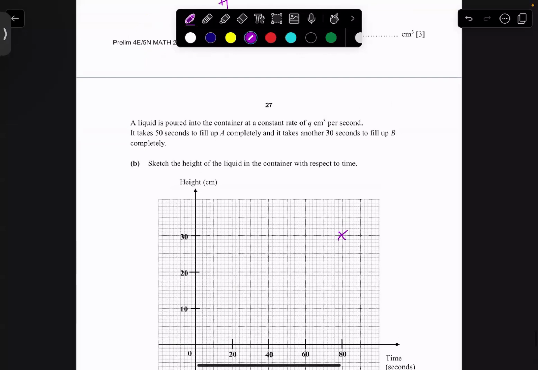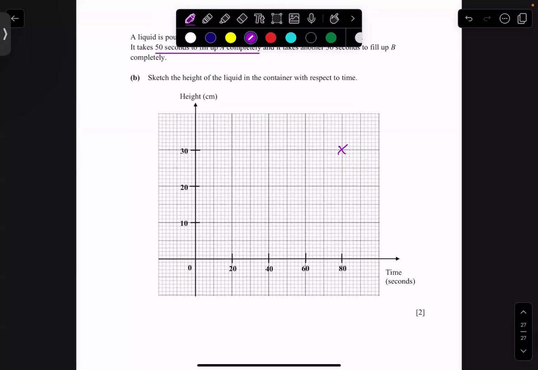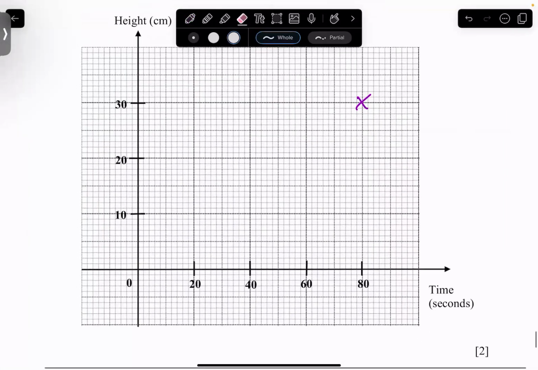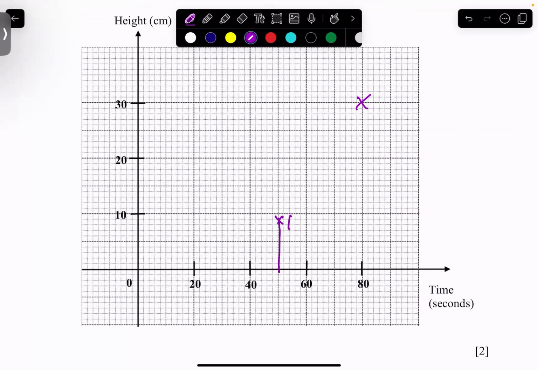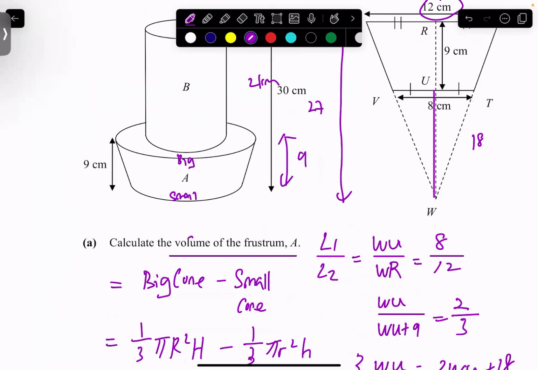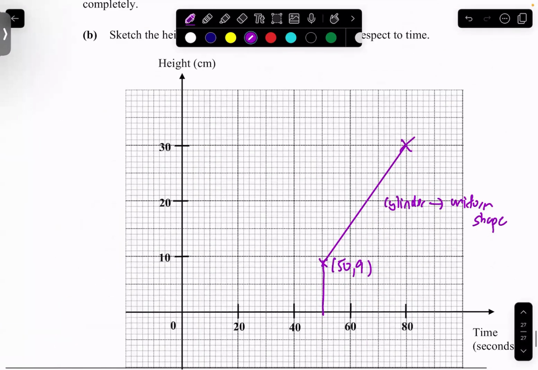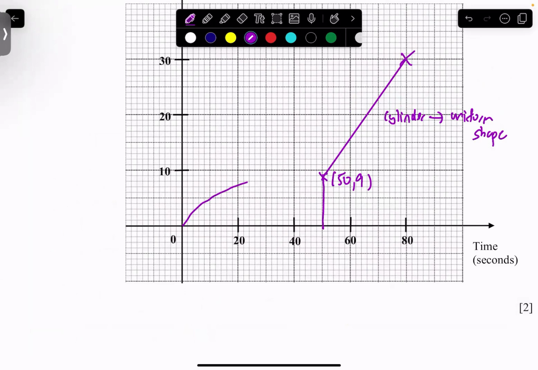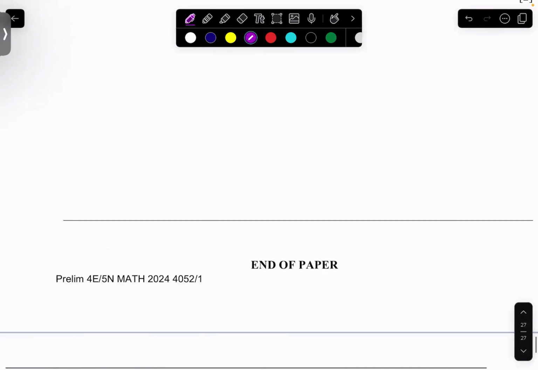The first one takes 50 seconds to fill up A completely. So at the first 50 seconds, you will reach a height of 9 cm. So we'll get 50 and 9. From this point, the filling up portion is going to be a straight line, because the container is a cylinder. A cylinder is considered a uniform shape, so it will be a straight line. Now the frustum is small at the start and big at the end. So that means it's getting harder to fill up. When things are harder, the graph will slow down.